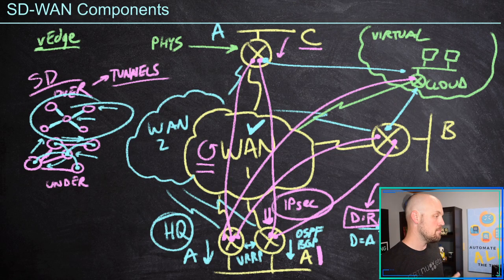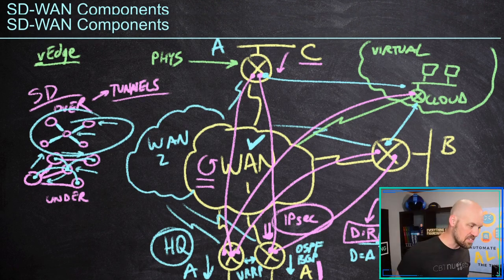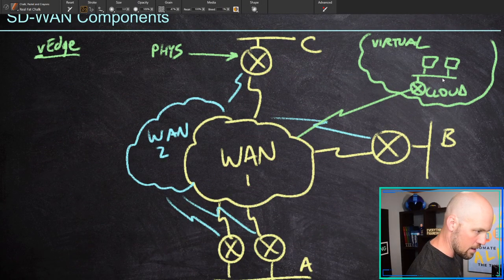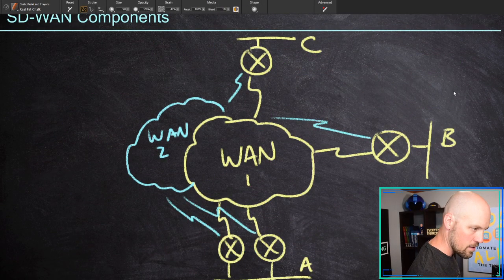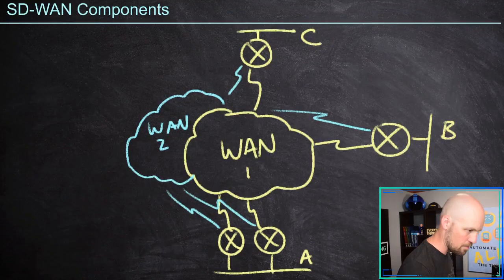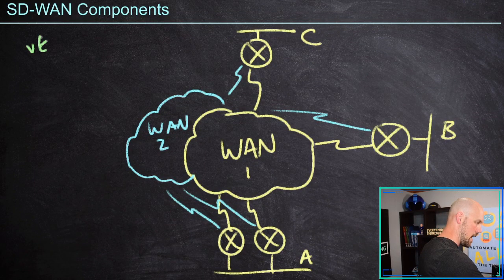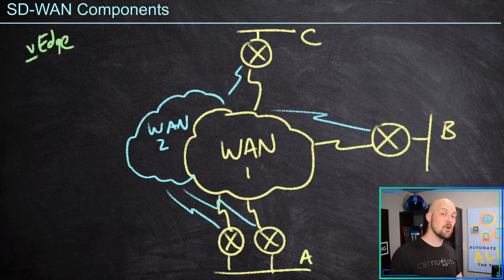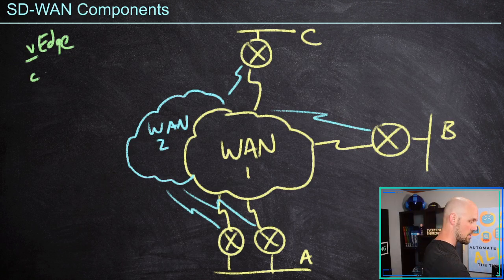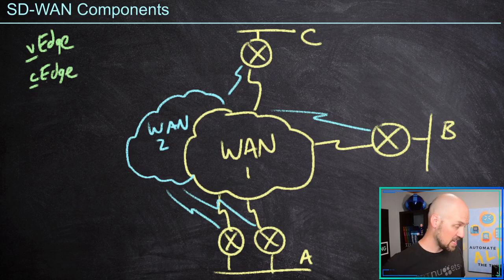Okay, next up, let's talk about the cEdge. I'm going to have to clear a lot of this off. All right, cEdge. So we talked about the vEdge and how the little v stands for Viptela. Well, if we were to build an SD-WAN edge router on a Cisco platform, what else would we call it? And I've already said it a few times, so you already know the answer. It would be the cEdge.